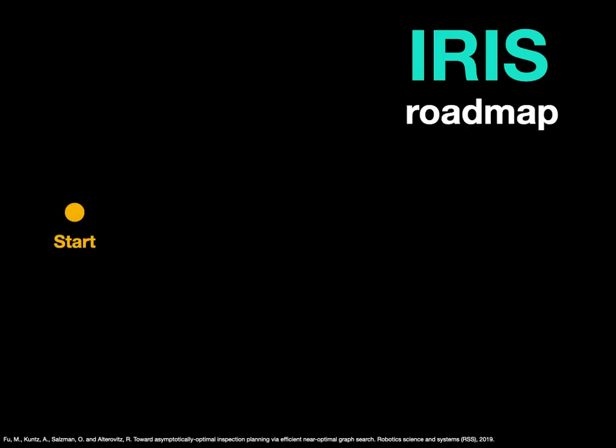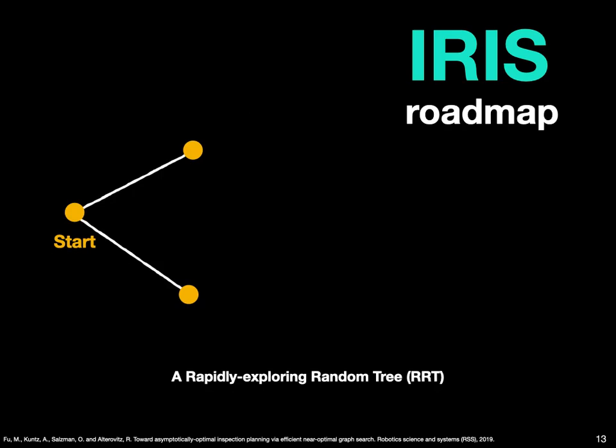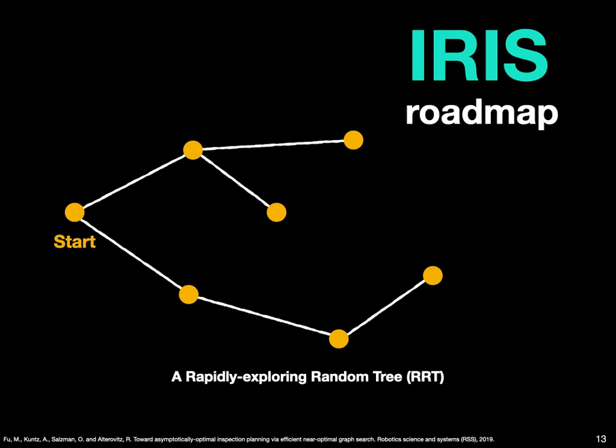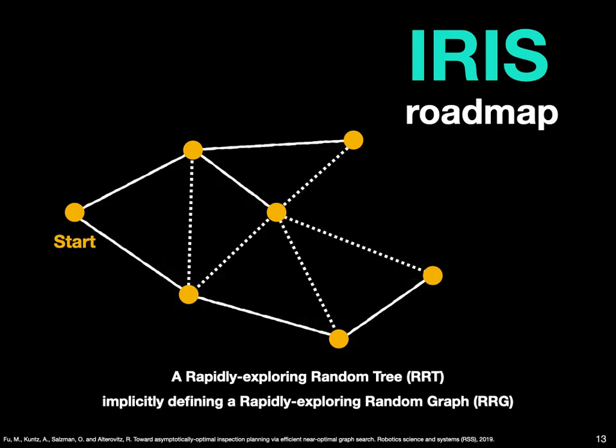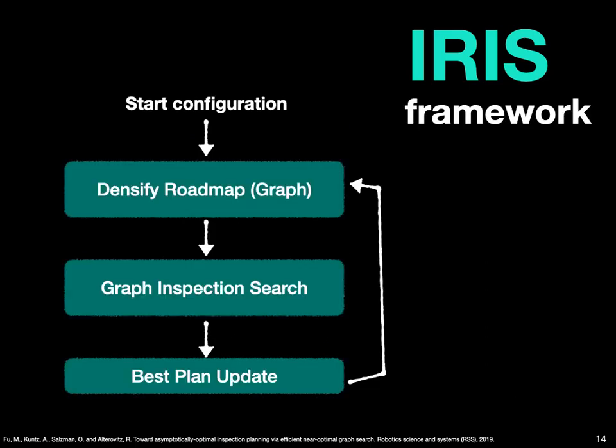How do we incrementally densify a roadmap? We basically build a rapidly exploring random tree, namely connecting new samples to the tree via its nearest neighbor. And this tree then implicitly defines a rapidly exploring random graph by adding edges from the newly added vertex to multiple nearest neighbors. For this roadmap, each vertex represents a configuration, which is a set of parameters that uniquely defines the state of the robot. Each configuration is also a viewpoint for inspection, since for a given configuration, we can compute the set of points of interest being inspected.